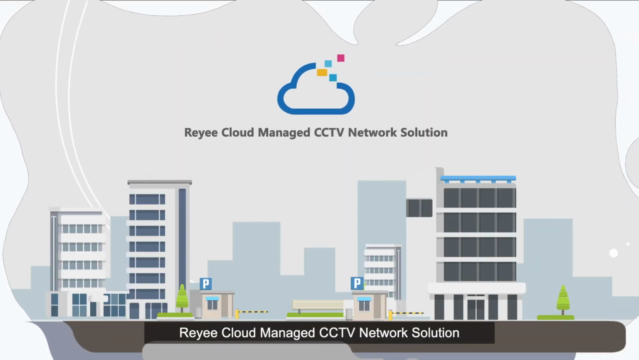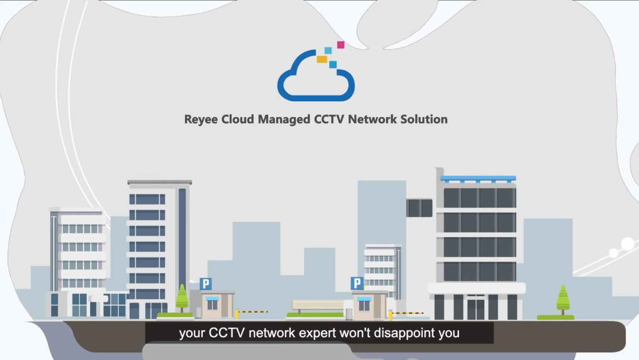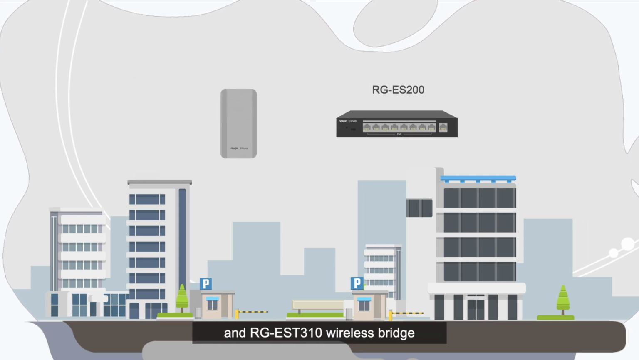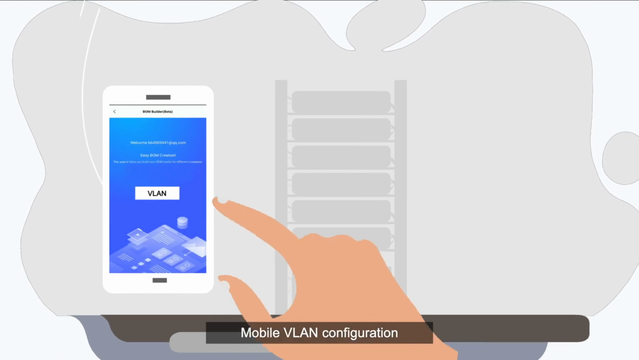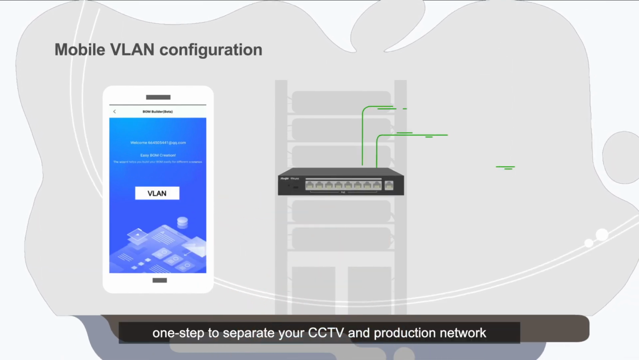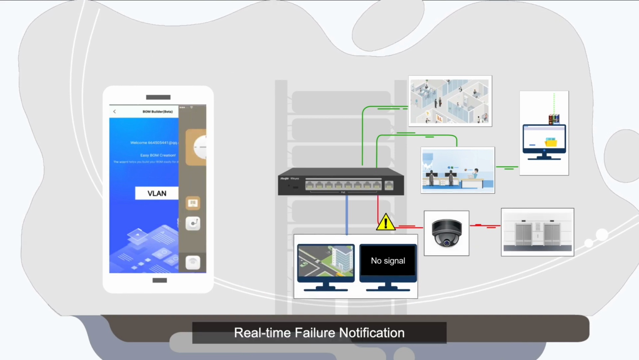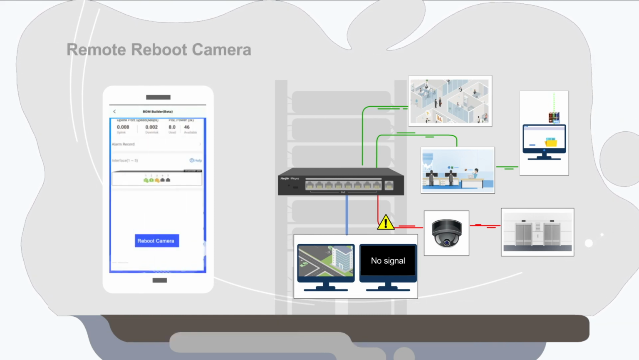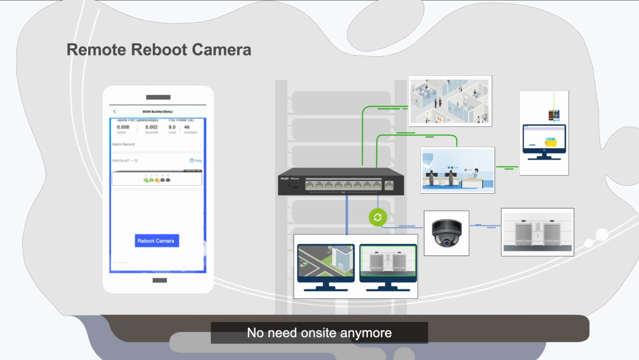Reyee Cloud-Managed CCTV Network Solution. Your CCTV network expert that won't disappoint you. The Reyee RG-ES200 series cloud-managed switch and RG-EST310 wireless bridge are designed for CCTV business. Mobile VLAN configuration, one step to separate your CCTV and production network, so the video won't jam anymore. Real-time failure notification will notify users of camera failure in the first place. Remote camera reboot helps you restart the camera with one click from home. No need to be on-site anymore.